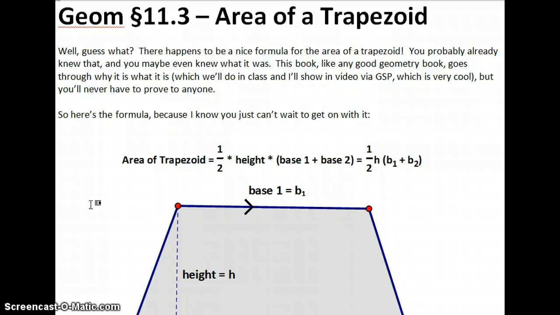Okay, so here we go. Chapter 11, Section 3, Area of a Trapezoid. This is going to go really quick.